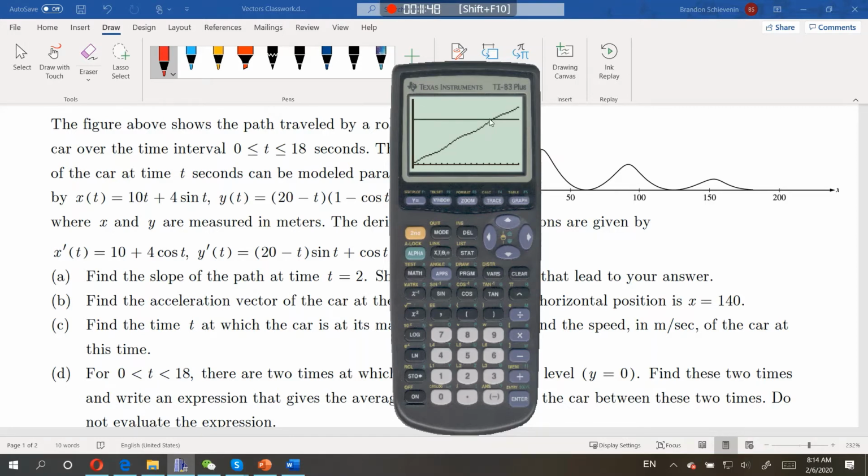And the point we need. How do I find that point? Intersect. Second, calculate, intersect. First curve, second curve, and a guess. Okay, so we've got our time. I'm going to hit second quit and then store that. X store as alpha t for time.